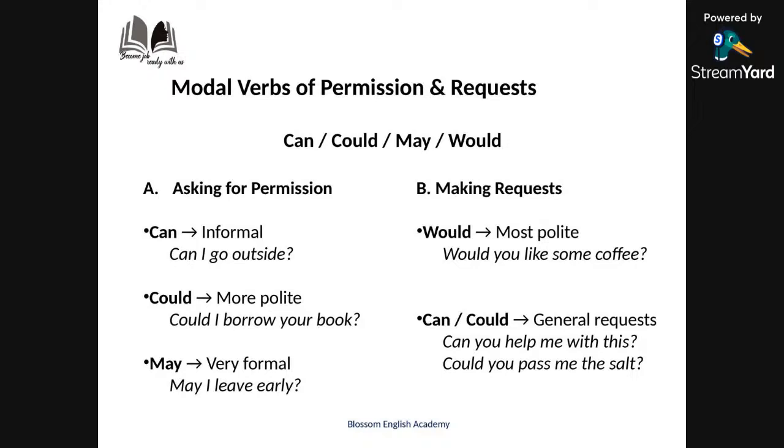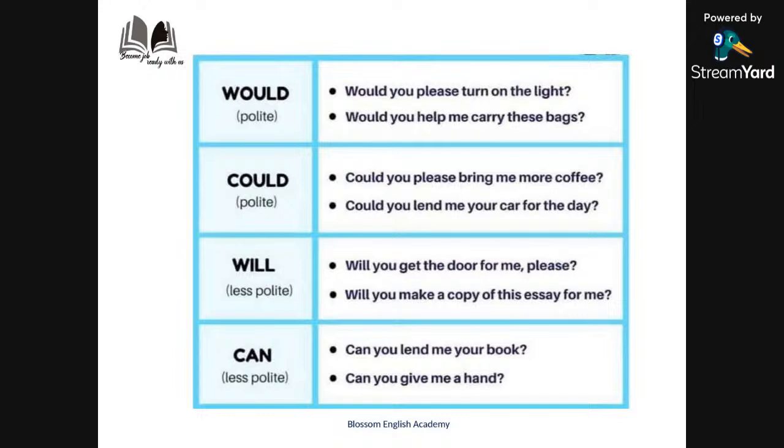When you want to take someone for lunch or something, you can ask them, "Would you care to join me for lunch?" "Would you like to have some coffee with me?" Would is the most polite way. So here you can see that it is like a scale starting from can, which is less polite, and will is also less polite. Then you have could, which is polite, and would is the most polite way.